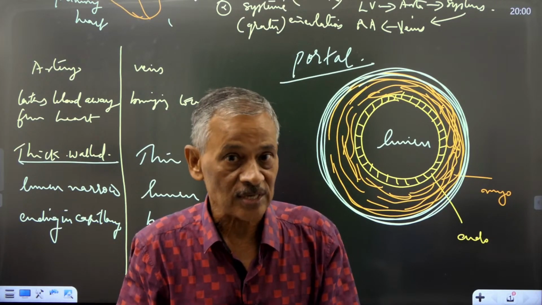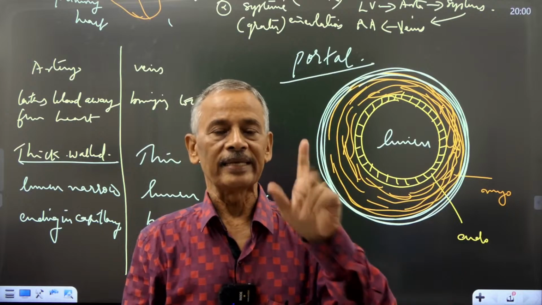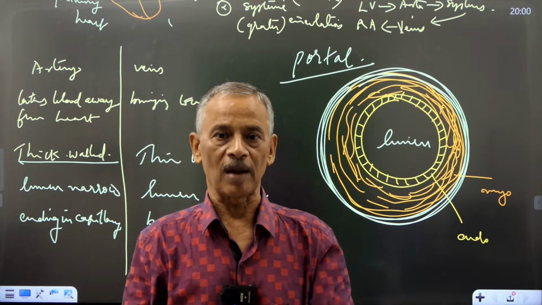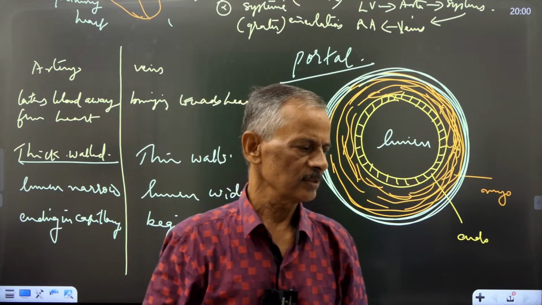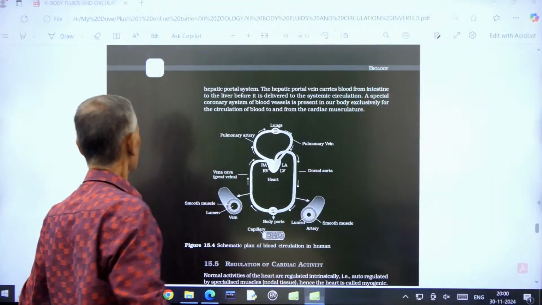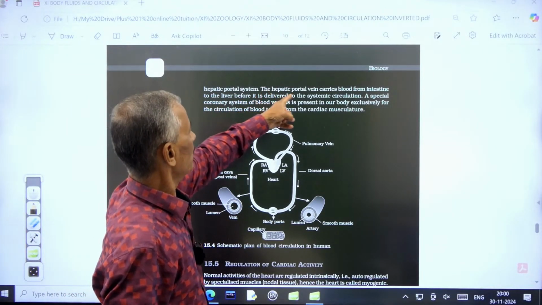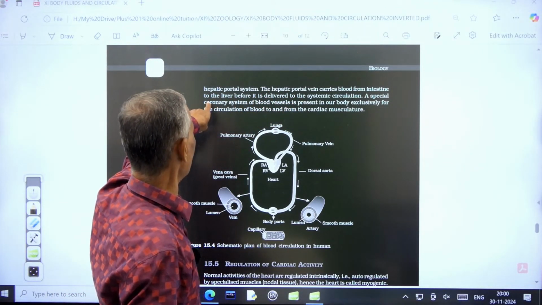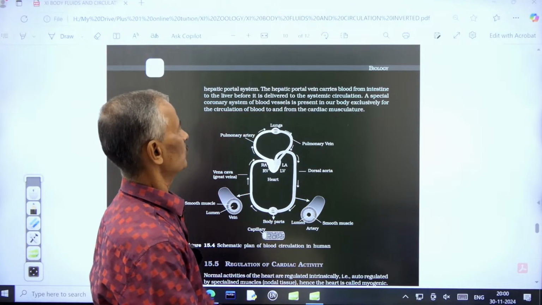So a portal system begins and ends in capillaries. An artery always ends in capillaries. Veins always begin in capillaries. Is that point clear? We have a hepatic portal system. This hepatic portal system carries blood from the intestine to the liver before it is delivered to the systemic circulation.